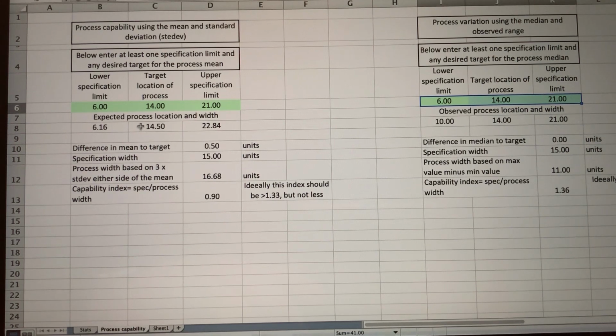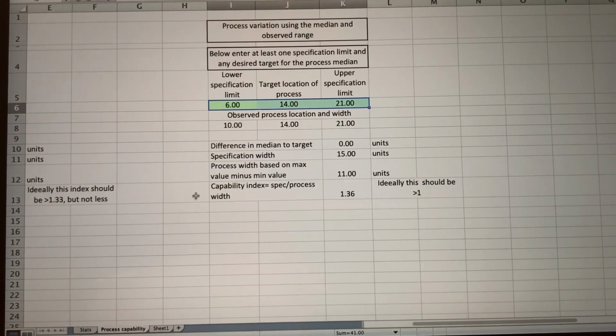My process is centered at 14.5, I'd like it at 14, and my expected upper width of the curve is 22.84 units compared with 21 units. So we do have some defects here. So we have the difference in the target. The specification width is 15 units. My process width is 16.6 units. So my fit is 0.9. So in other words, 90% of my process fits within the specification, but I have 10% of it that doesn't.